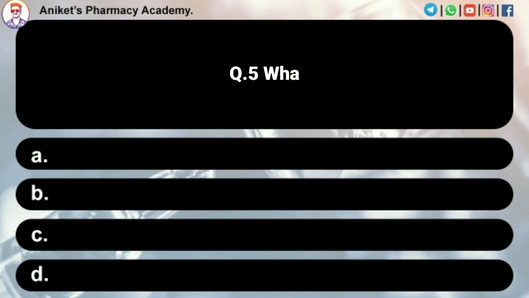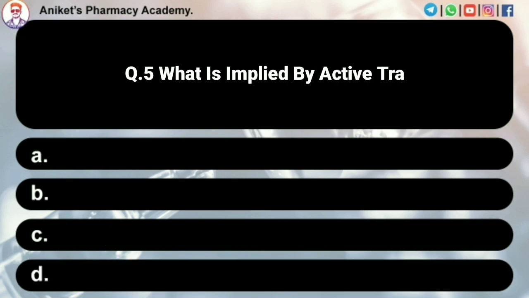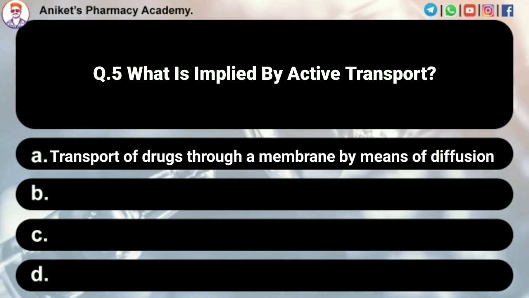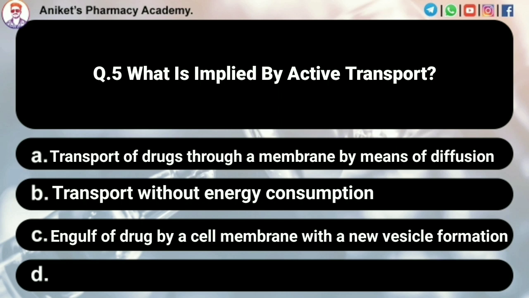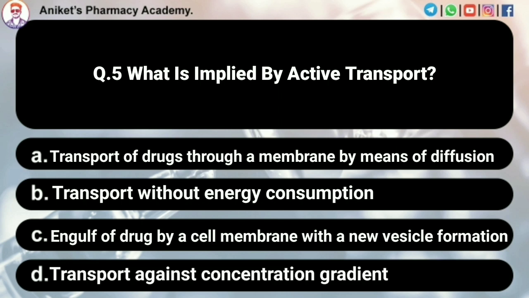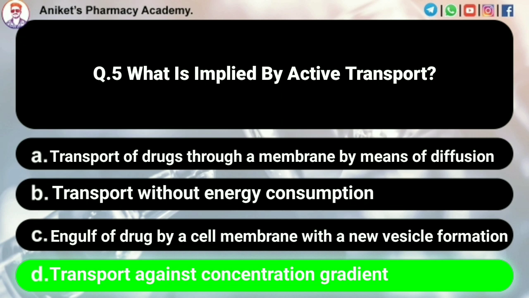Question number 5. What is implied by active transport? A. Transport of drugs through a membrane by means of diffusion. B. Transport without energy consumption. C. Engulf of drug by a cell membrane with a new vesicle formation. D. Transport against concentration gradient. Answer is D. Transport against concentration gradient.